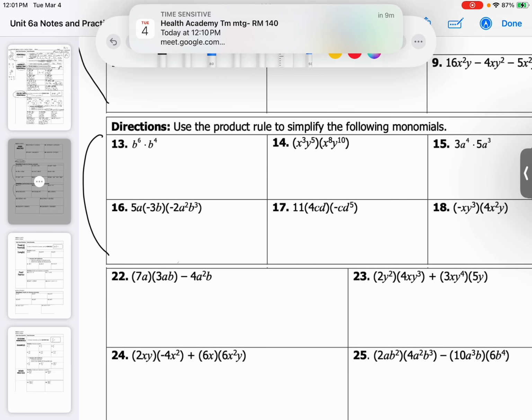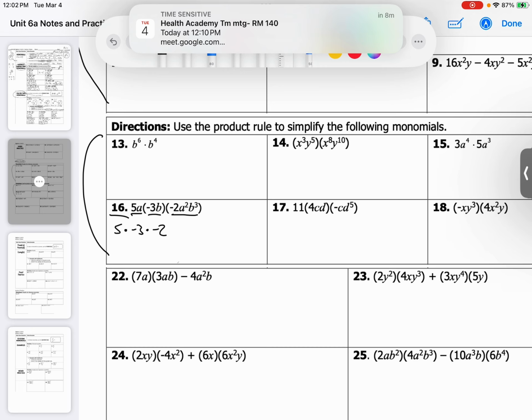So first, I want to show you number 16, because it is a little bit different than the ones we did in our notes. So here I have three things being multiplied together. 5a times negative 3b times negative 2a squared b cubed. So even though there's three things, we're still going to do this the same way we would have done the other problems. I'm still going to take all my numbers in front together first. So I would start by doing 5 times negative 3 times negative 2.